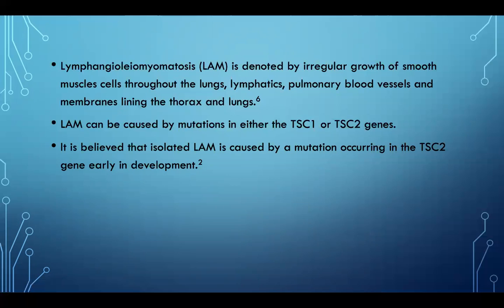And this is why I felt it was necessary to go into both the TSC1 and TSC2 genes, because oftentimes we see these two mutations in these two diseases together. It is believed that isolated LAM is caused by a mutation occurring in the TSC2 gene early in development. Because of the mutation occurring early on, some cells may have the mutated version of the gene, while other cells may have the normal version of the gene. This specific situation is referred to as mosaicism.